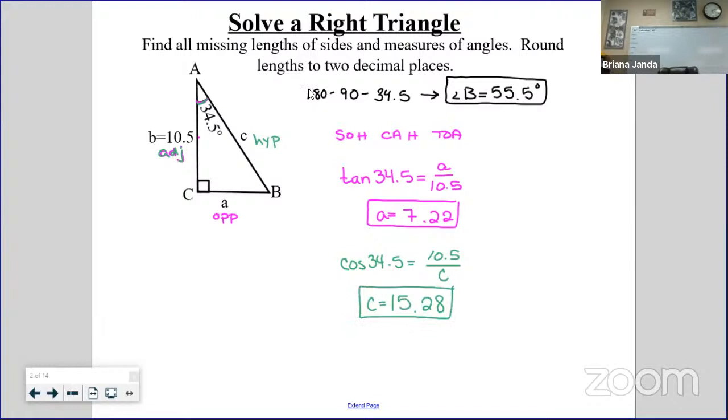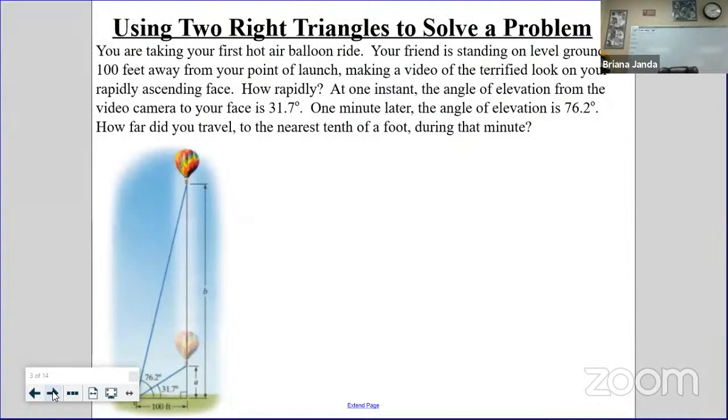Always keep in mind, am I even getting an appropriate answer? Our hypotenuse should end up being our longest side. Your shortest side should be across from your smallest angle, types of things that we know from previous knowledge about triangles. The next part again looks kind of familiar. We've done some problems like this where we utilize right triangle trig to help us find some missing information.